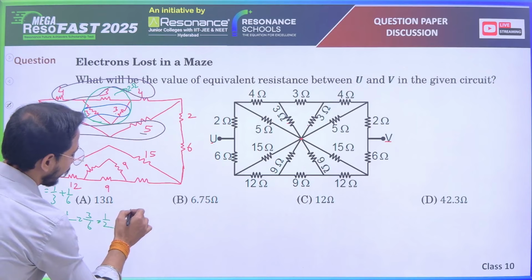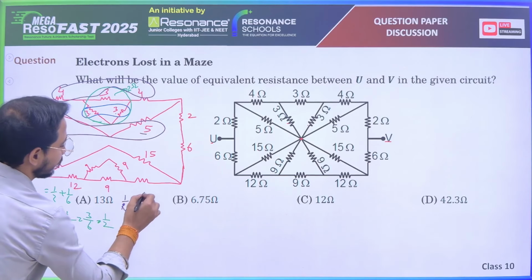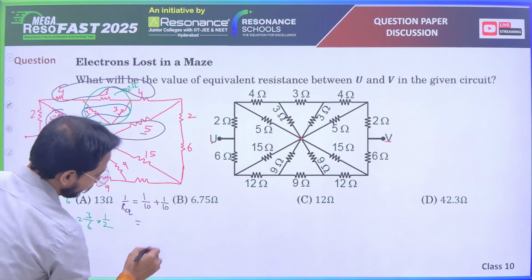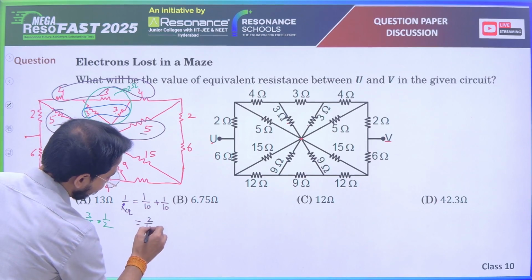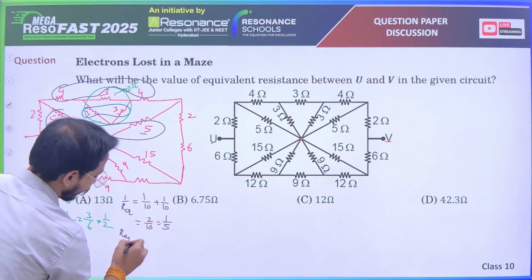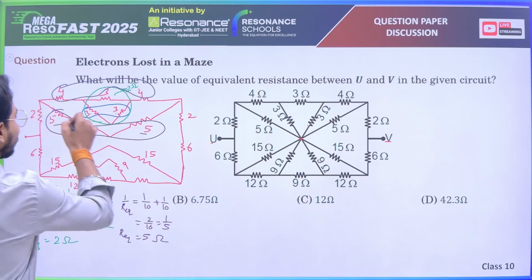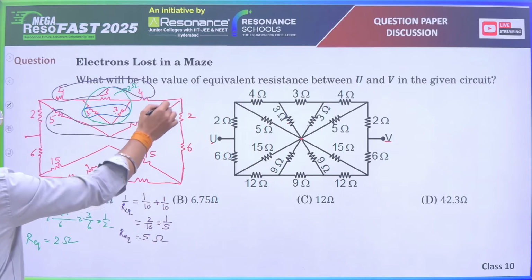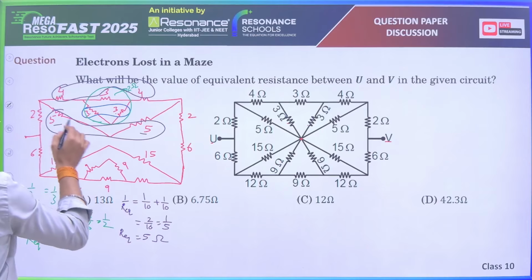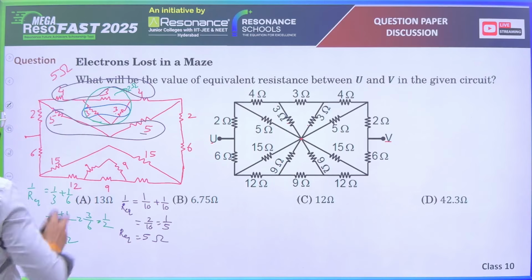So here R equivalent will be 1 by 10 plus 1 by 10, which is equal to 2 by 10, which is equal to 1 by 5. So the R equivalent we got over here is 5 ohm, right? So this entire circuit has been broken down and the total equivalent resistance over here is 5 ohm.